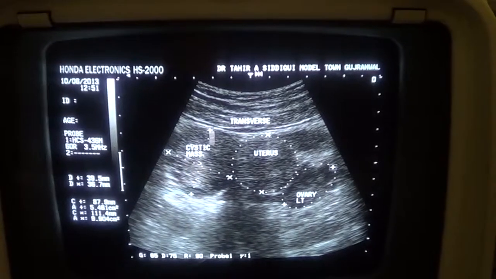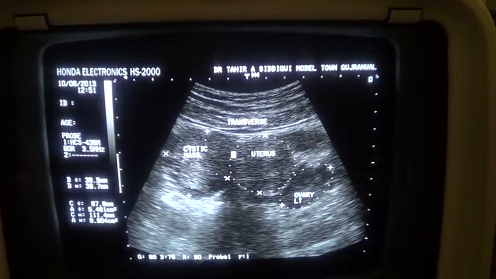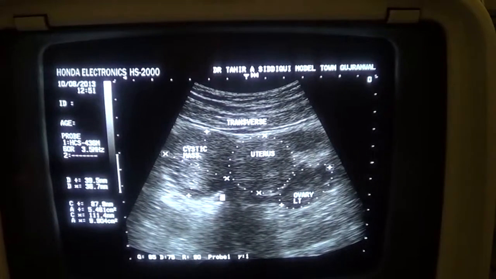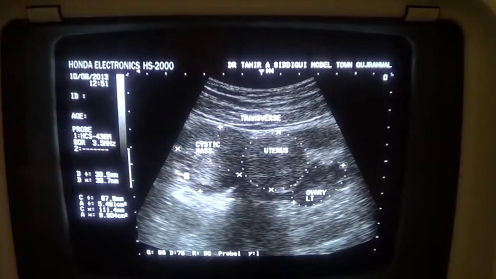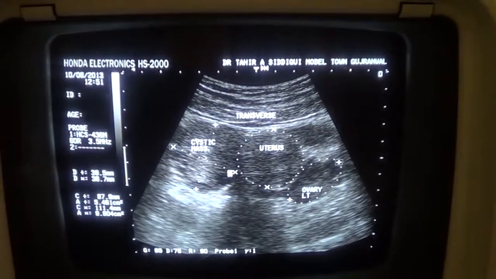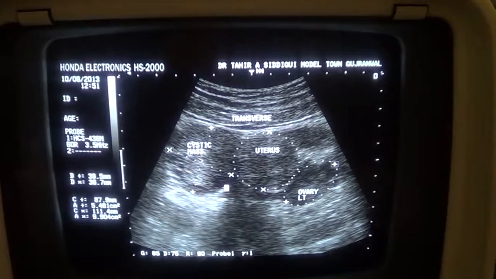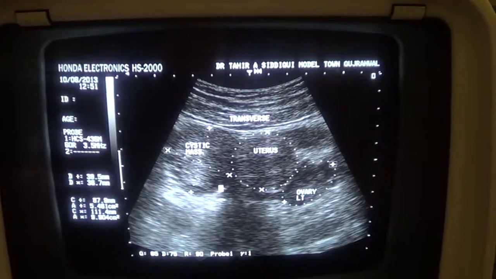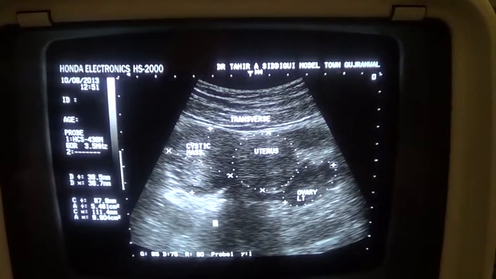echogenic area. This is an echogenic area which is surrounded by a hypoechoic ring, and this is basically a cystic area. Why a cystic area? Because it does not change its shape. Number one, when I move the probe 90 degrees or 180 degrees, it retains its shape. Secondly, you can see the posterior wall acoustic enhancement.